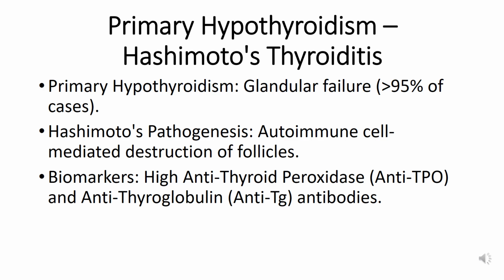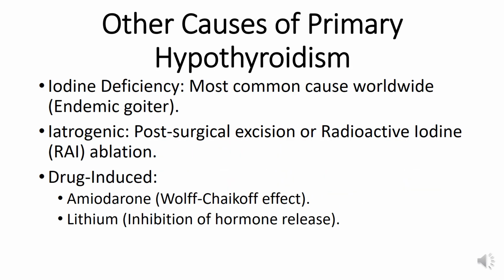Although Hashimoto's thyroiditis is the most common cause of primary hypothyroidism in many developed countries, several other conditions can also impair thyroid hormone production. These causes ultimately lead to the same outcome: an underactive thyroid gland that cannot meet the body's hormonal demands.